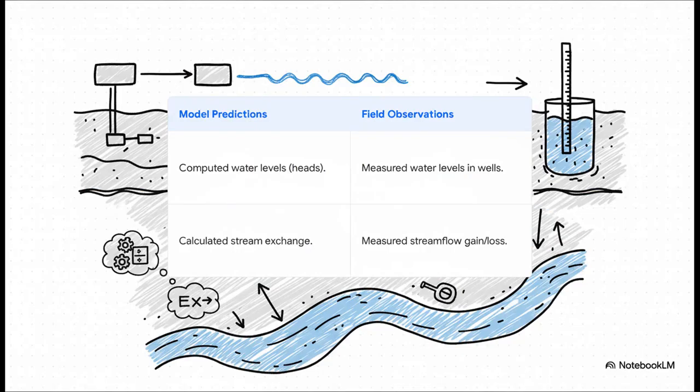So what are we actually comparing here? It's mainly two things. First, we take the model's predicted water levels, we call these heads, and we check them against the actual water levels measured in monitoring wells. Then, we look at the model's calculated water exchange with streams and compare that to real-world measurements of how much a stream is gaining or losing water between 2 points.